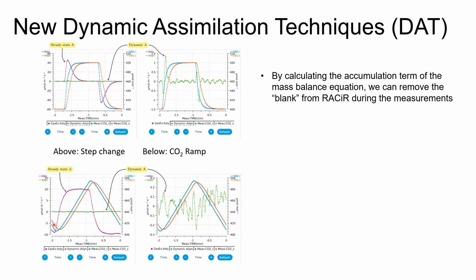And then during the blank, here's the plus or minus 10 micromole per meter squared per second that you expect from the blanks in RACER. And the dynamic just ignores it. It's just completely flat.